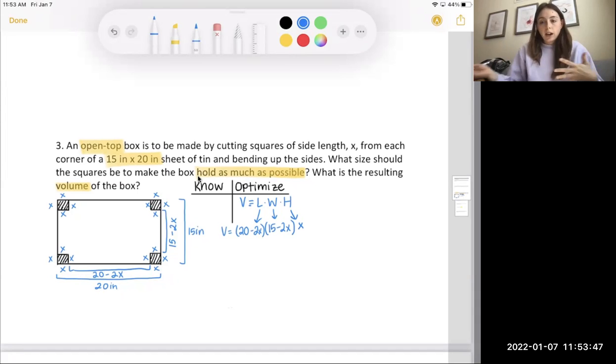We actually didn't really have an equation for the "known" here. The "known" is just using that diagram to get the length, width, and height in terms of x. Because now we already have an equation we can take the derivative of, since it only has one variable.